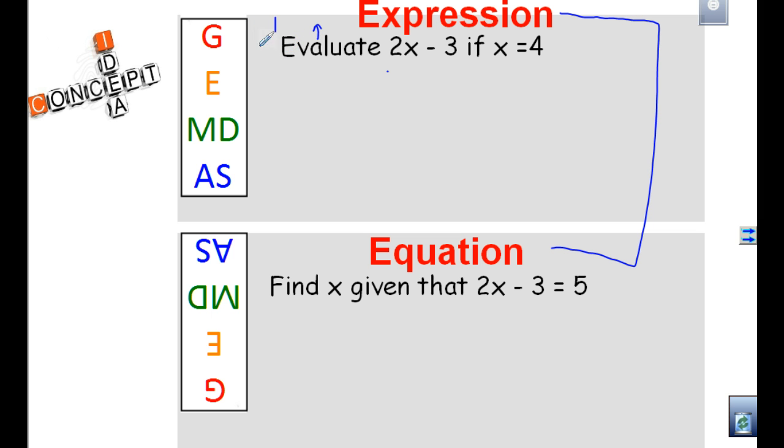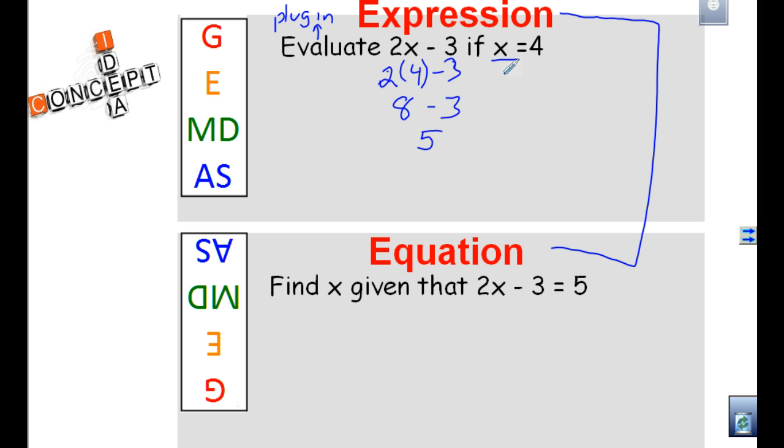Evaluate, you guys know this better as plug in. When you have expressions, you usually evaluate them. You don't solve it, you evaluate it. You either plug it in or simplify is another way of saying it. We just plug it in: 2 times 4 minus 3. No grouping, no exponents, multiply: 8 minus 3. Add, subtract: 5.